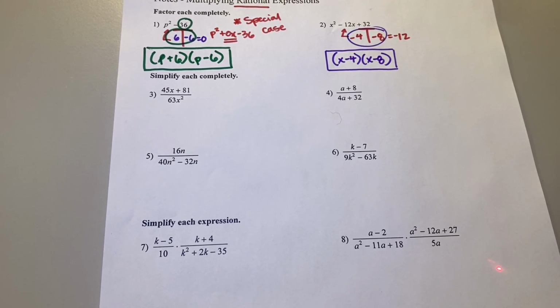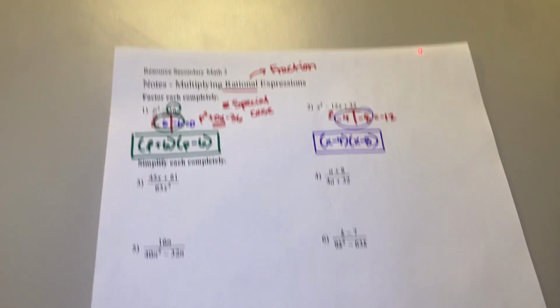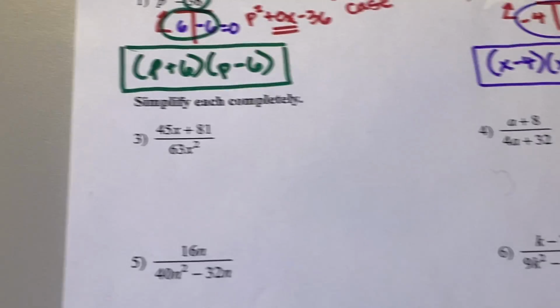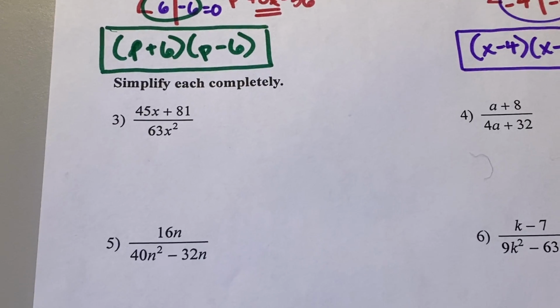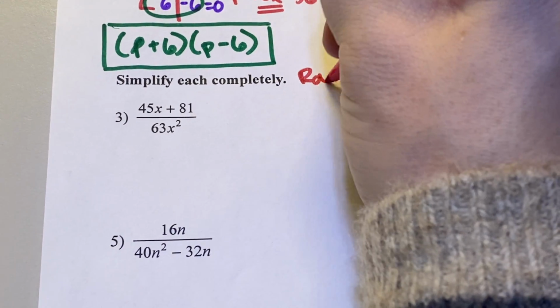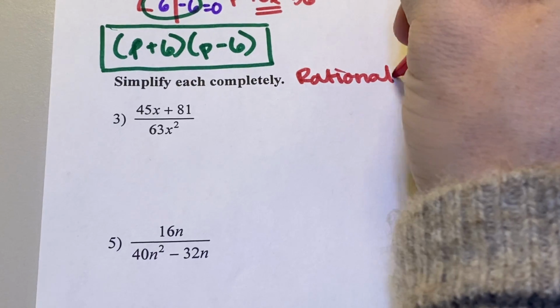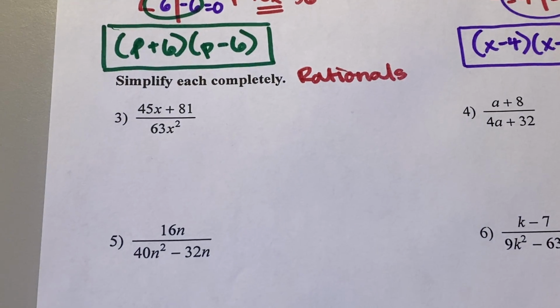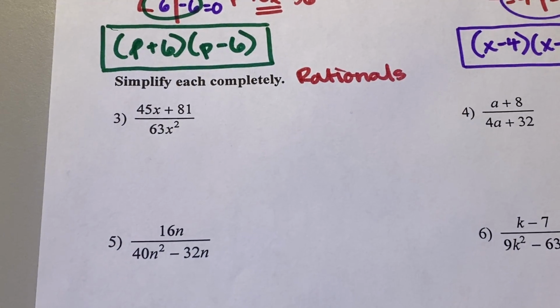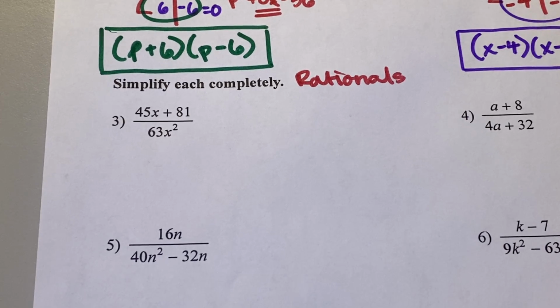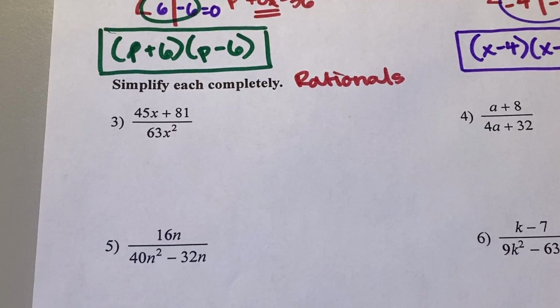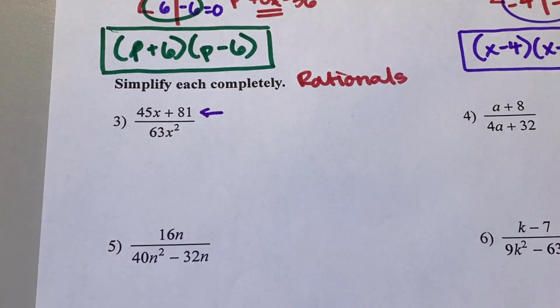Until you're fully simplified. Okay, so for number 3 and all of these guys, these are now rationals that we're looking at. Let me just fix that. Okay, cool. Let's remind ourselves that these are rationals, meaning they are fractions. We see that fraction bar. So what we're going to do is factor the numerator, factor the denominator, see if anything is the same on top and bottom and can cancel out. Let's go ahead and factor the numerator first.